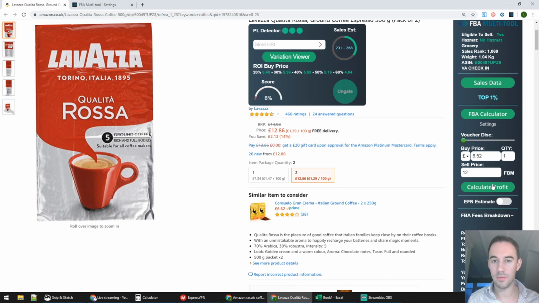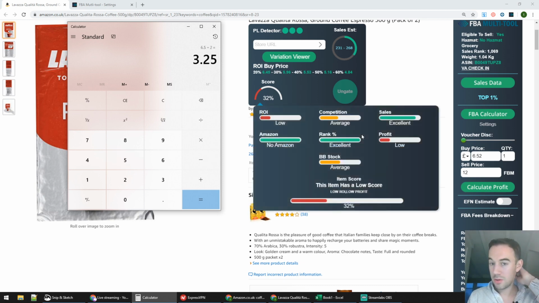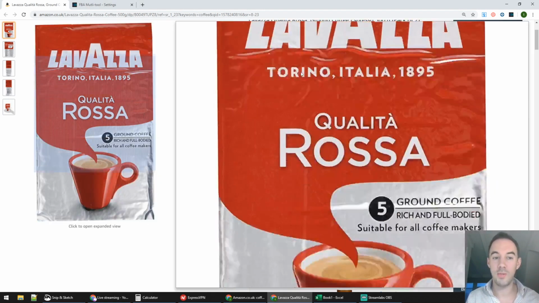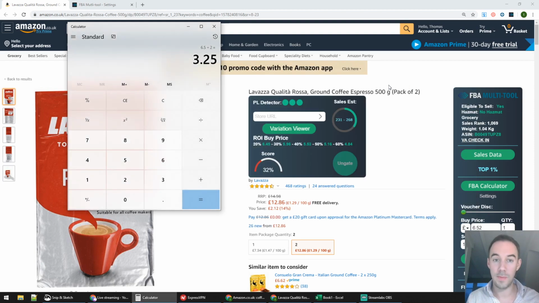Calculate profit. Okay, so if I'm going to get a 30% ROI, I want to be getting about £5.96, maybe £6.45 to get 20% ROI. Now remember, it's a pack of 2, so we need to make sure that we divide this by the right amount. So if we do £6.50 for 20% ROI, it's got to be cheaper than this, divided by 2. So we want to be looking for each one of these because there's 2 in a pack, at £3.25.